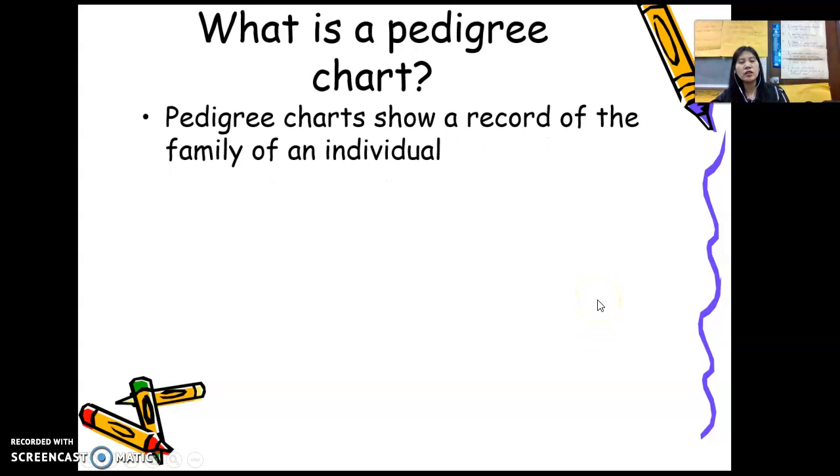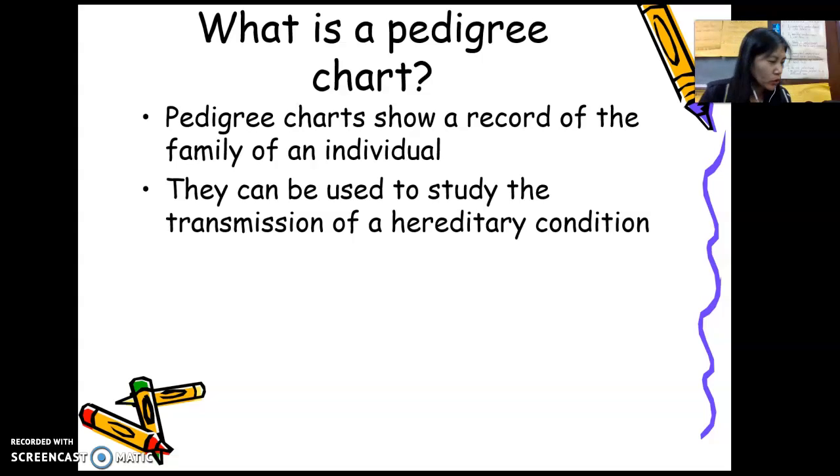So we will talk now today about what a pedigree chart is. It will show a record of your family, of the family of an individual. When you want to study about the transmission of a hereditary condition, yes, you can do this one. When I was in my university years, in our biology laboratory and project about pedigree chart, I was able to chart and research my family history about certain diseases, about certain genes and traits, just like widow's peak, tongue rolling, the type of ear, is it attached or unattached earlobes, and so on.